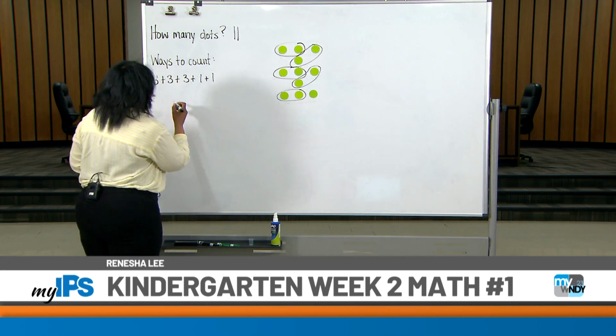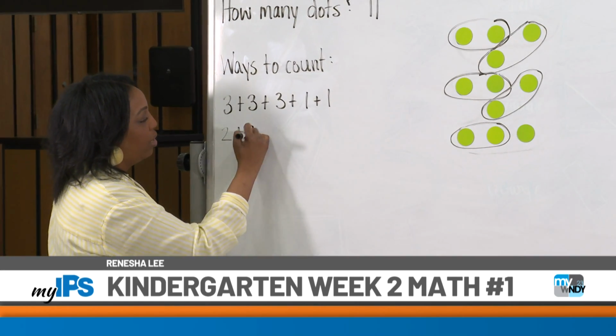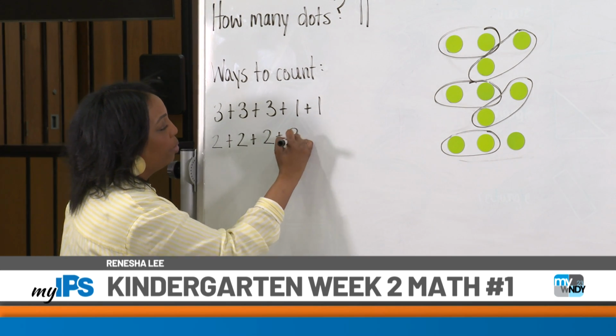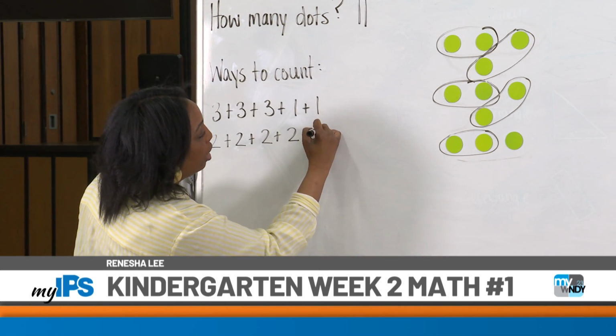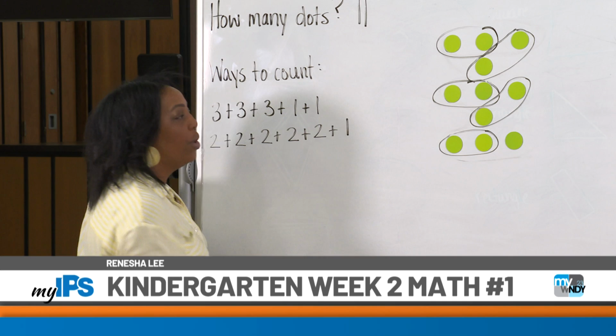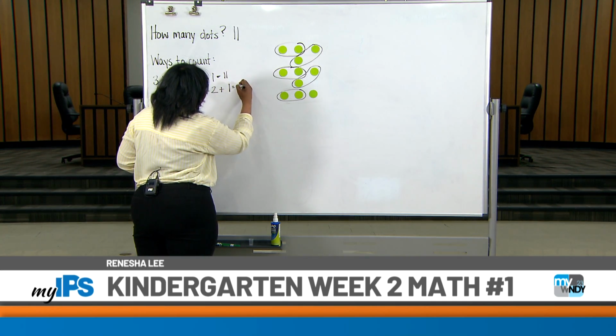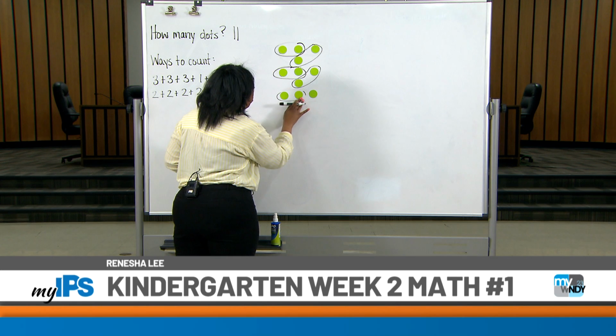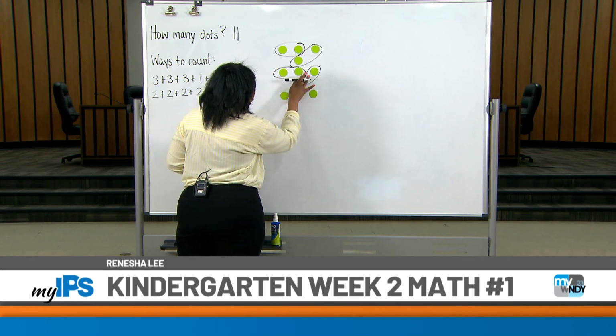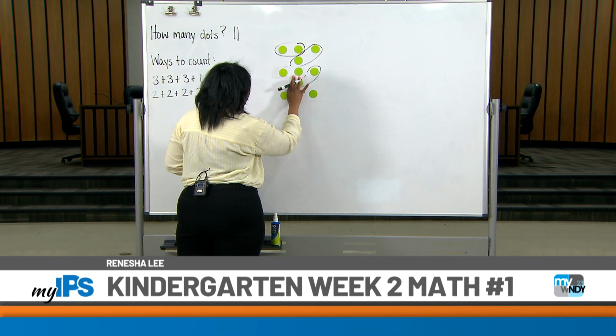So we could count them by 2. So 2 plus 2 plus 2 plus 2 for 8 plus 2, that's 10 plus one more. And these will all equal 11. Let's see if there's some other ways we can count our dots.